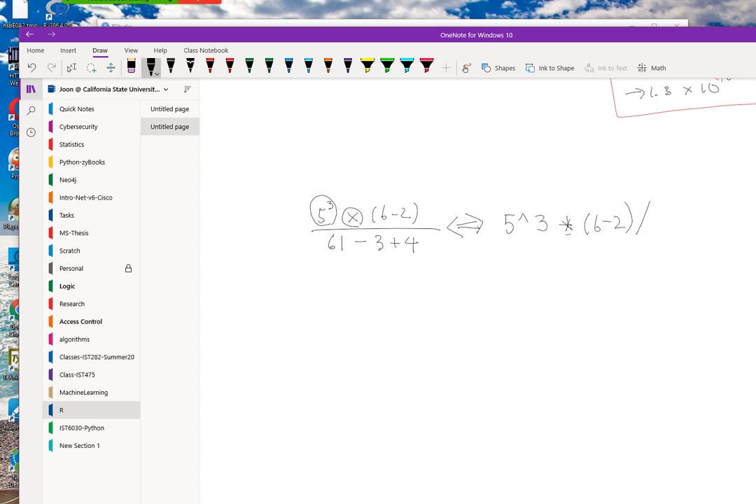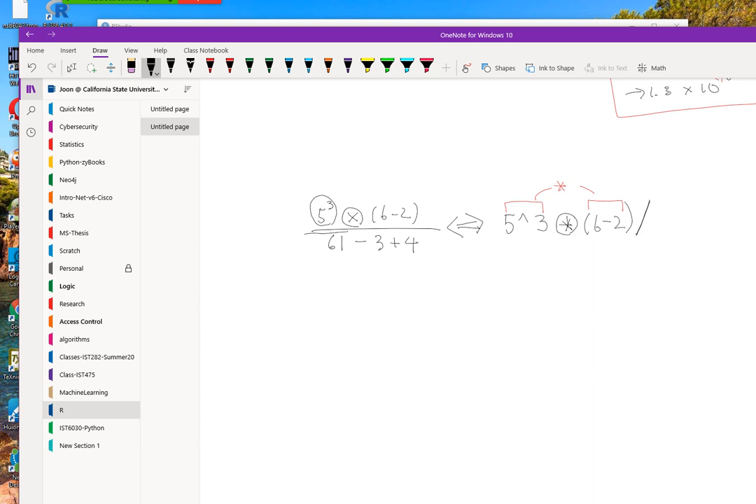Since this is a multiplication, this will be computed first, and then 6 minus 2 will be computed, and then the two will be multiplied. That's the result. And then this is a division, so now this has to be computed: 61 minus 3 plus 4.